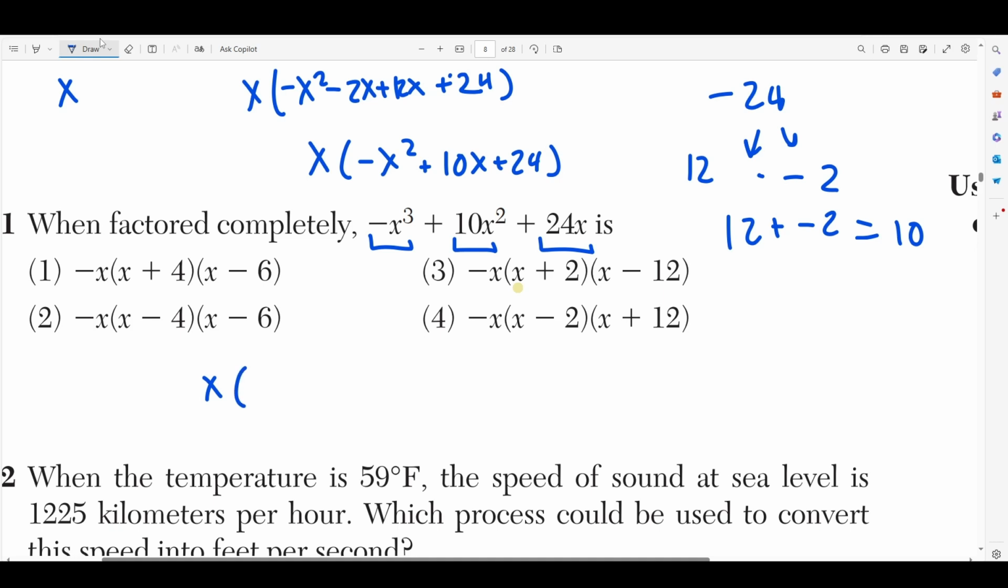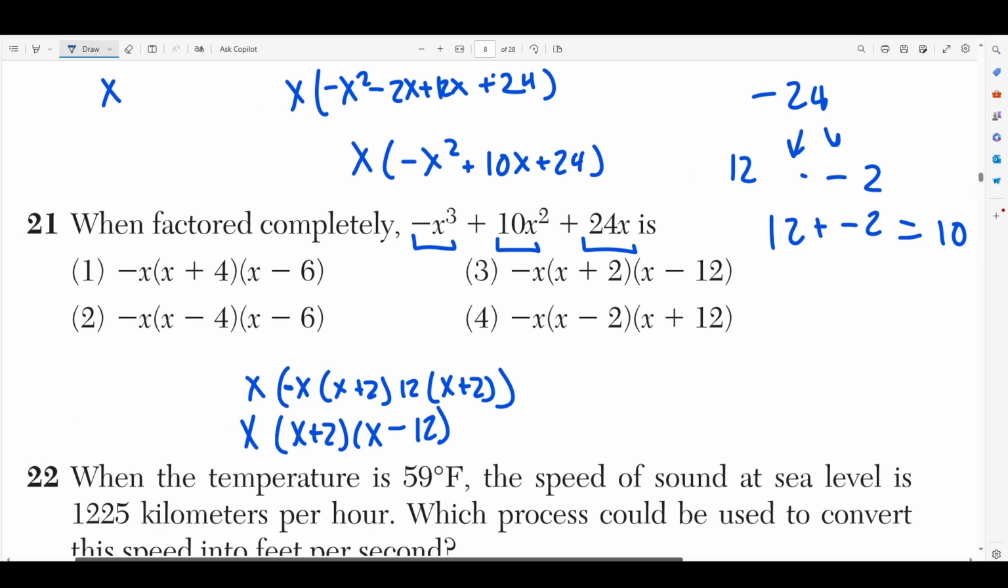So I'm going to write my work down here. x times negative x times x plus 2. And here I can factor out 12, right? So x plus 2. And I'm left with x times x plus 2 times x minus 12, right? And this is going to represent answer choice number 3.